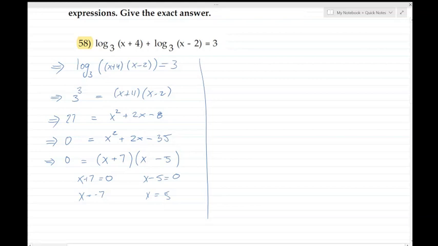So if I plug in negative 7, we'll get negative 7 plus 4, and just even check it on one of them. What's negative 7 plus 4? We'll get log 3 of negative 3, and we cannot have a negative number inside of the argument because that's outside of the domain of logarithms. So right away we can say negative 7 is not a good answer, and x equals 5 is a good answer, and on top of that is the only one left. So x equals 5 will be the answer for this problem.